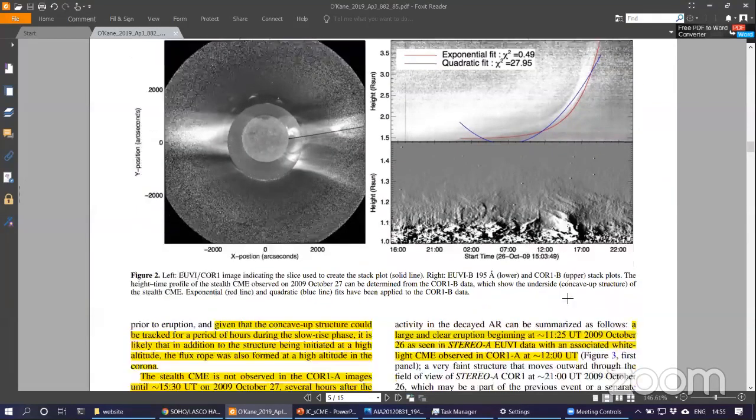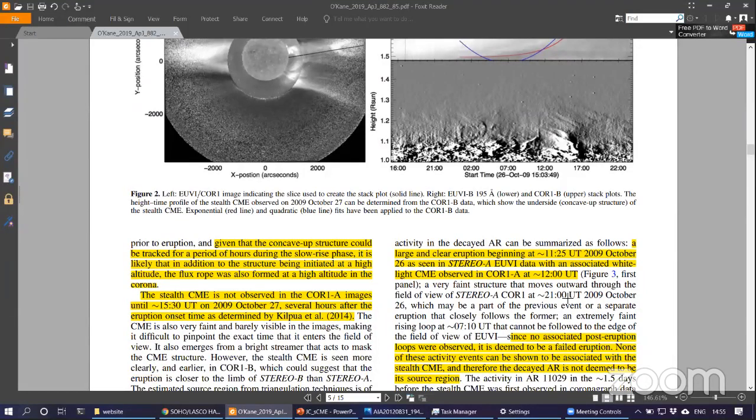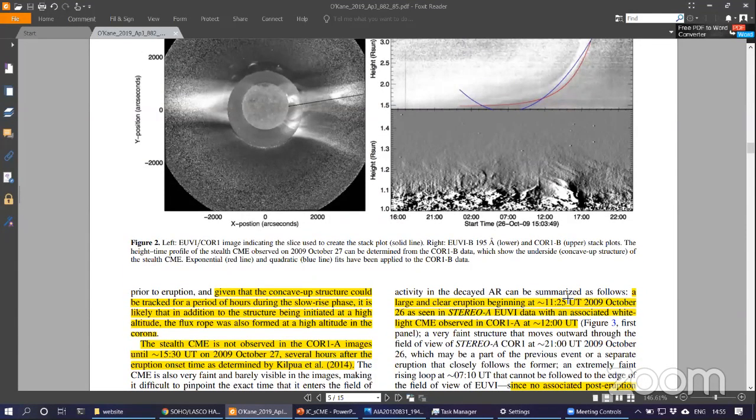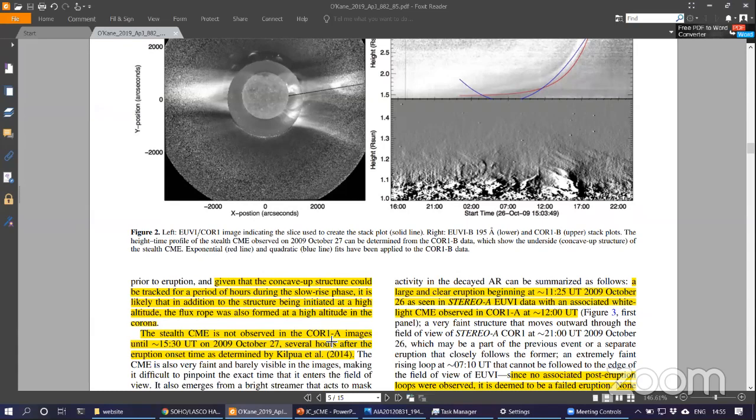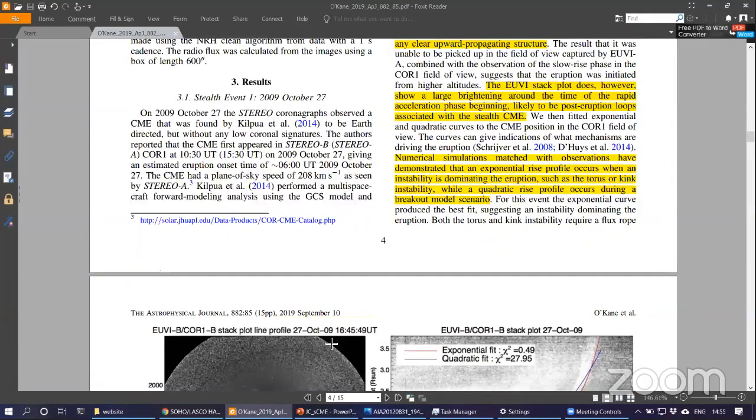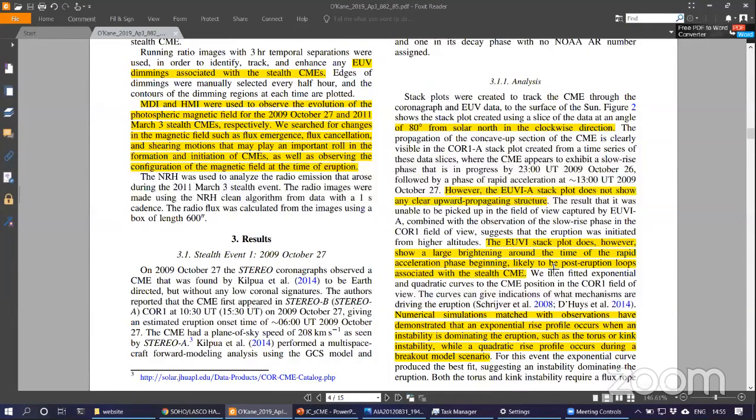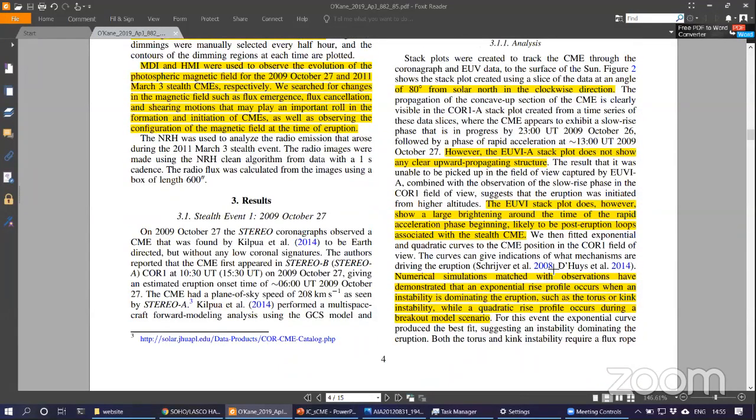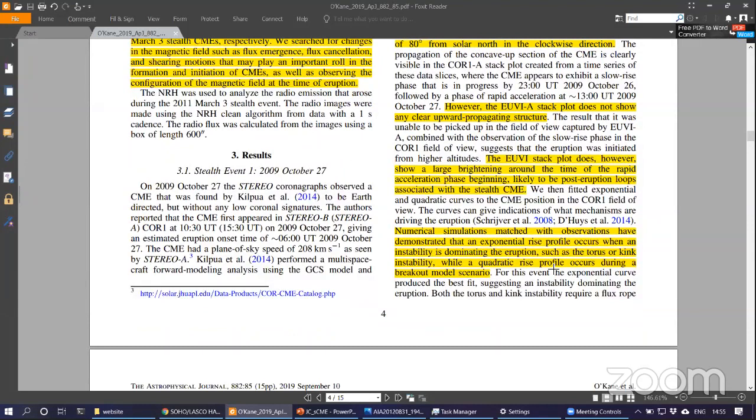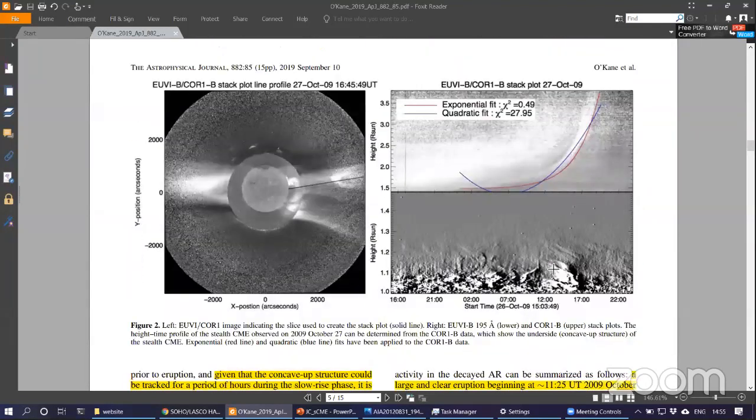Apart from that, they have also looked at the different activities that were going on prior to this particular eruption. Somewhere they have mentioned there was one more eruption one day before this stealth CME was observed. Okay, it might be somewhere. Yeah, in the table, it's there, again at the last.